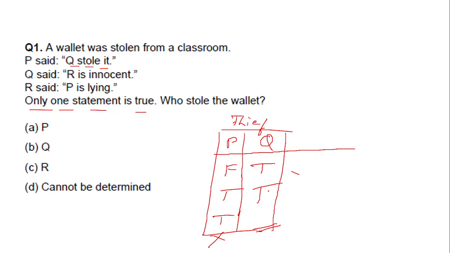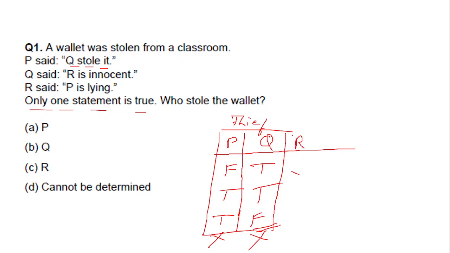P is lying. What is P statement? P is actually telling the truth here because Q stole it. That is our assumption. So P is lying is false. P is not lying. So this is false. Here also we got two true statements. So even this is not possible.